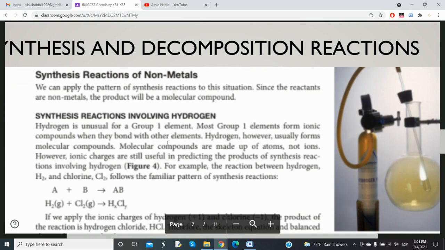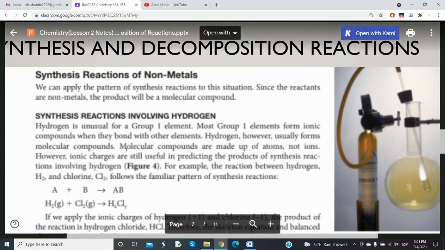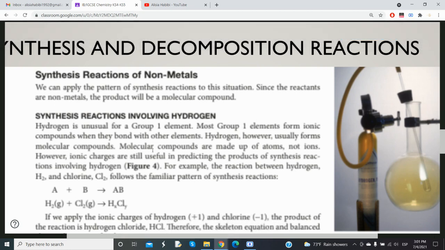Next we look at synthesis reactions that occur between nonmetals and hydrogen. For synthesis reactions between nonmetals, we apply the same pattern, and since the reactants are nonmetals, the product will be molecular compounds. For example, with reactions that involve hydrogen, most of the group 1 elements form ionic compounds when they bond with other elements. Hydrogen, however, is different. It usually forms molecular compounds, not ionic compounds. Molecular compounds are made up of atoms and not ions. That's the difference between molecular and ionic compounds.